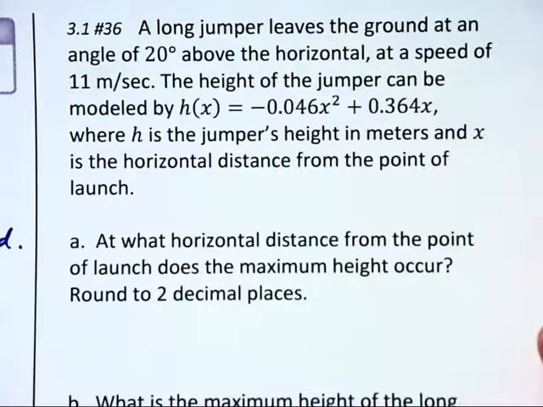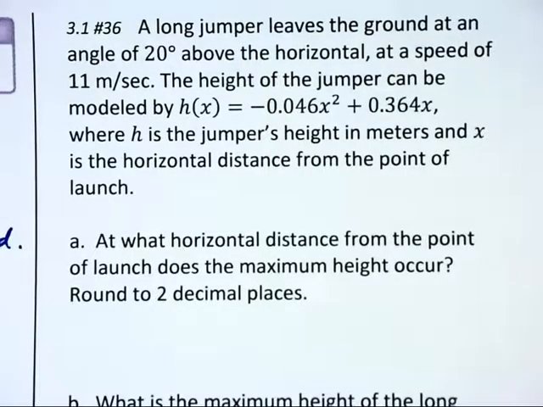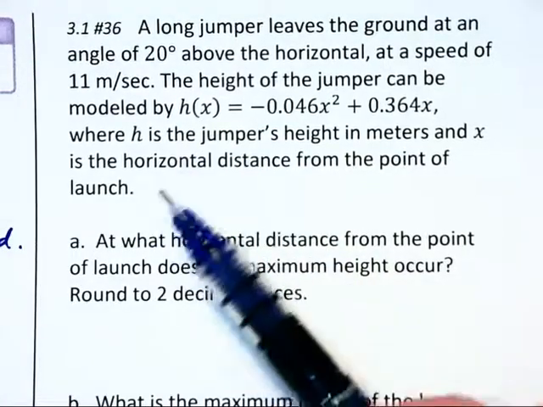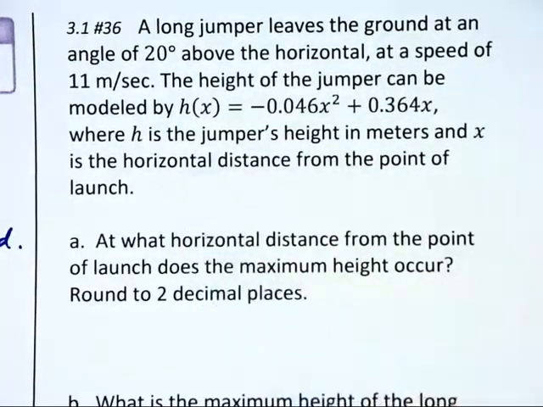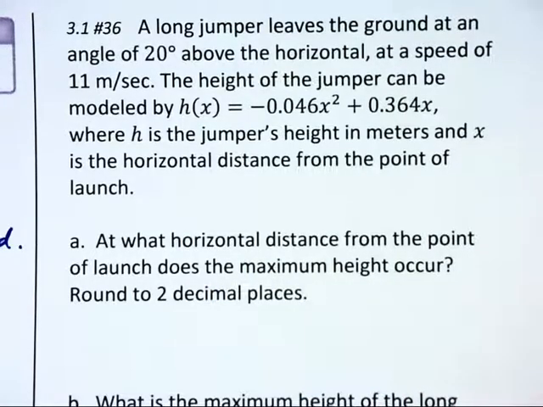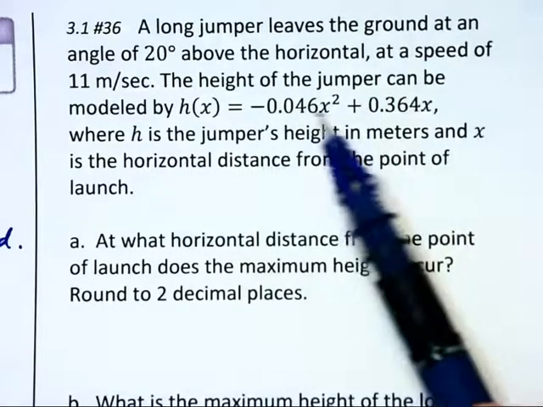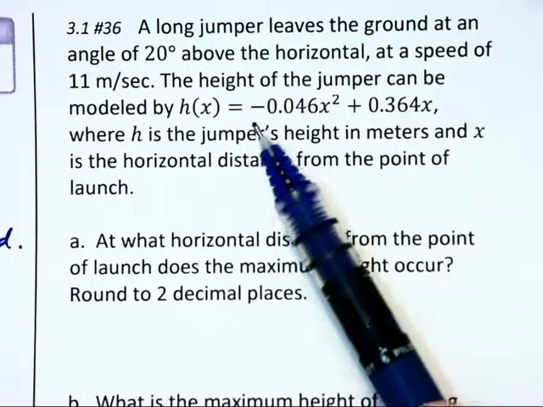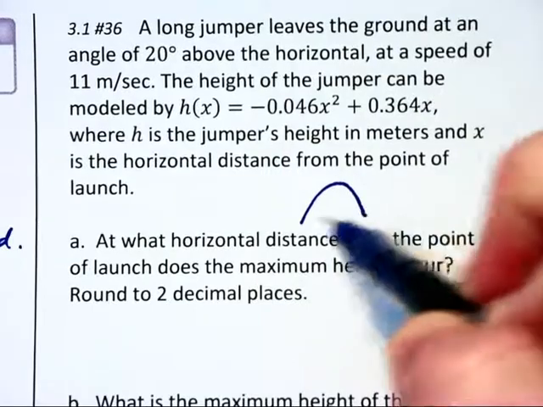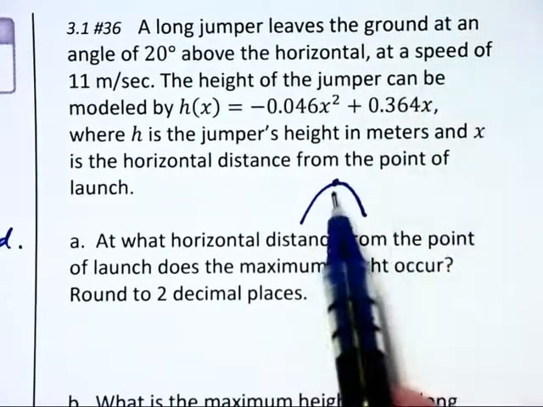This next problem deals with a long jumper, and we have a function which tells us about the height of the jumper when he's x feet away from his launch point. So we want to know, for starters, at what horizontal distance does the maximum height occur. Basically, if you look at this, we have a parabola because of the x squared, and that negative there tells us the parabola is going to open downward. We're going to have the maximum point wherever that vertex is.